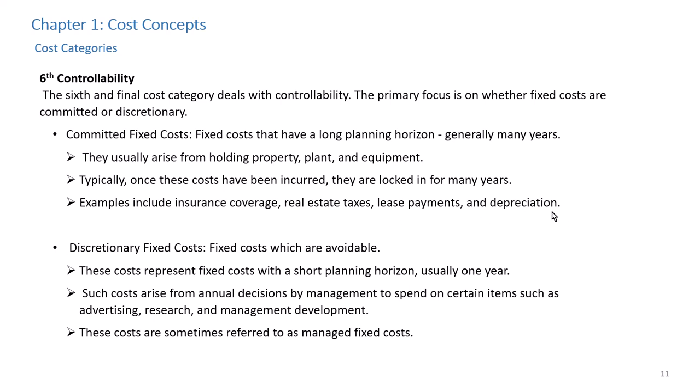Unlike committed fixed costs, discretionary fixed costs are avoidable. These costs represent fixed costs with a shorter planning horizon, usually 1 year. Such costs arise from annual decisions by management to spend on certain items such as advertising, research, and management development. These costs are sometimes referred to as managed fixed costs.